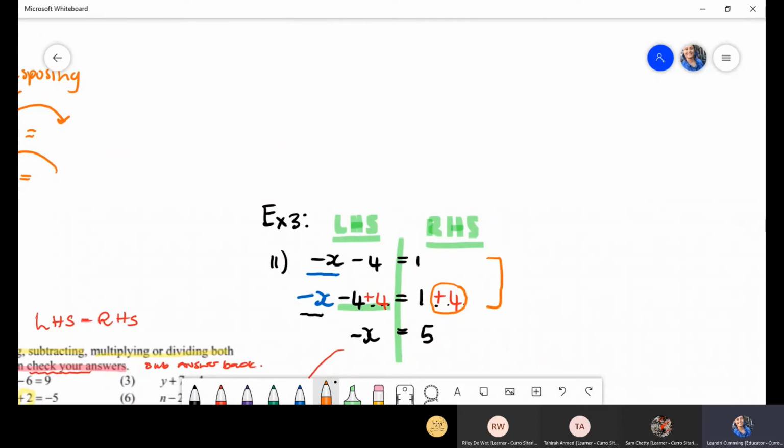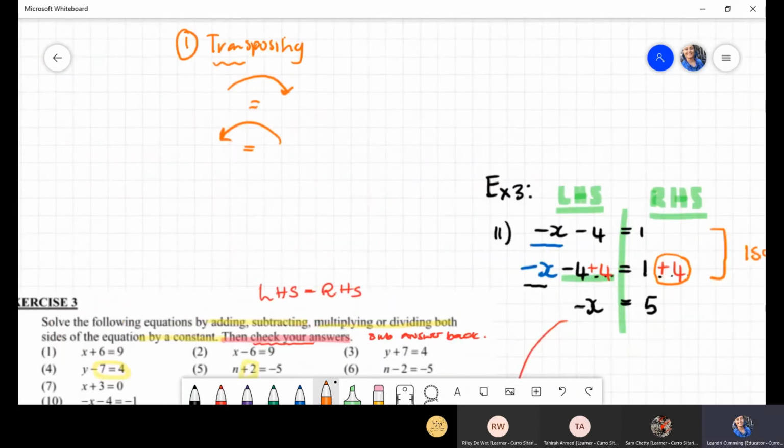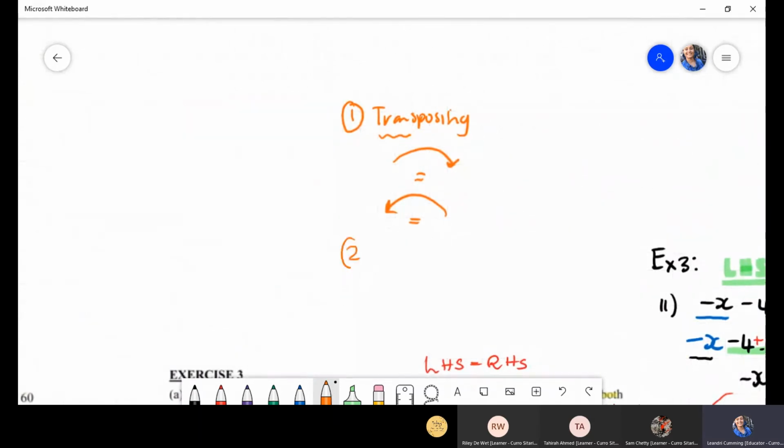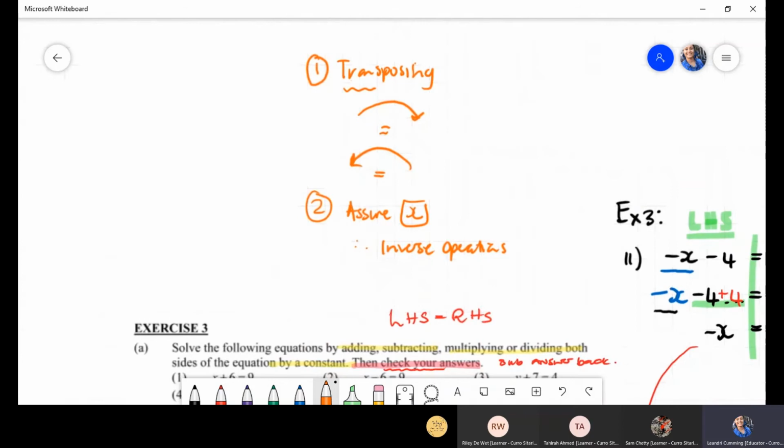Why are we doing this? It's because we want to isolate x, okay? And then always, what's left is our second last step. Our second last step is always to assure that we are solving for x and x alone, okay? Therefore, we will use inverse operations. Right at the end, it will always be between division and multiplication. It's either or. That's always going to happen.